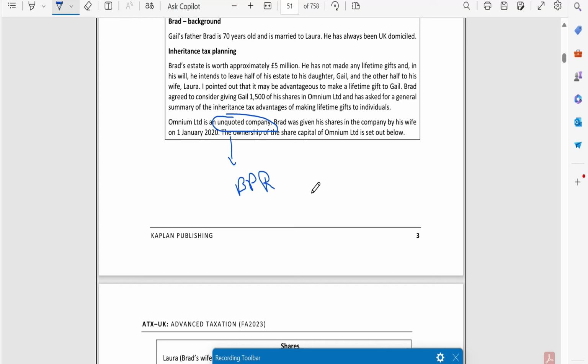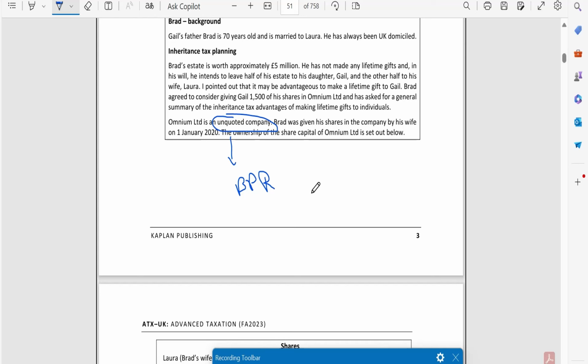the story does not end here. If BPR is available, then further conditions need to be kept in mind, like the donee should keep those assets at least till the date of the donor's death. If the donee sold this asset before the donor's death, in that case, what happens? BPR will be withdrawn and it will be subject to IHT.